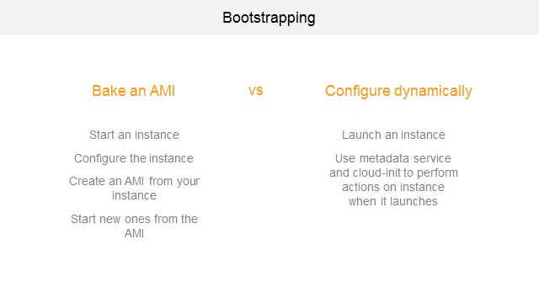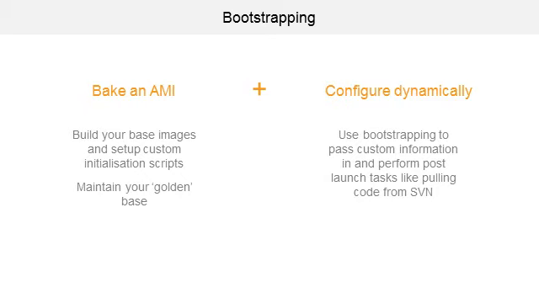And of course, you can also combine those two things together. So building a base image which has custom setup and initialization scripts on it and maintaining that as your golden base, and then combining that with dynamic configuration, passing bootstrapping custom information to perform tasks at the time at which that image boots for the first time. And that would be things like pulling code from a version control system like SVN or Git, and applying security policies, and finalizing the configuration of your instance. So you can combine those two tools together.